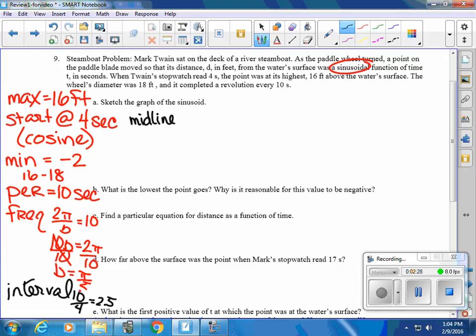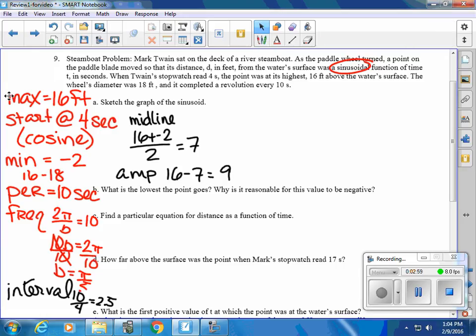So my midline is to find the average of the maximum and the minimum. So I have 16 plus -2. I divide that by 2, and I get, let's see, 14 over 2 is 7 for my midline. Okay, and so then I also know my amplitude. And so my amplitude would be to have my maximum minus my midline. And so we get an amplitude of 9.